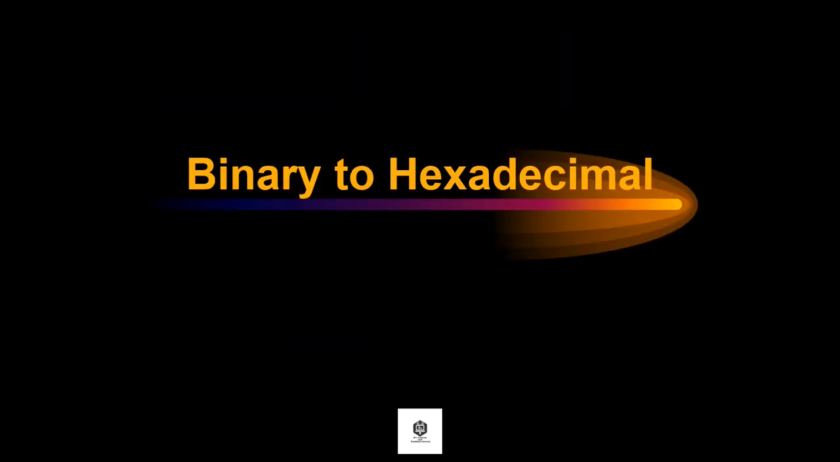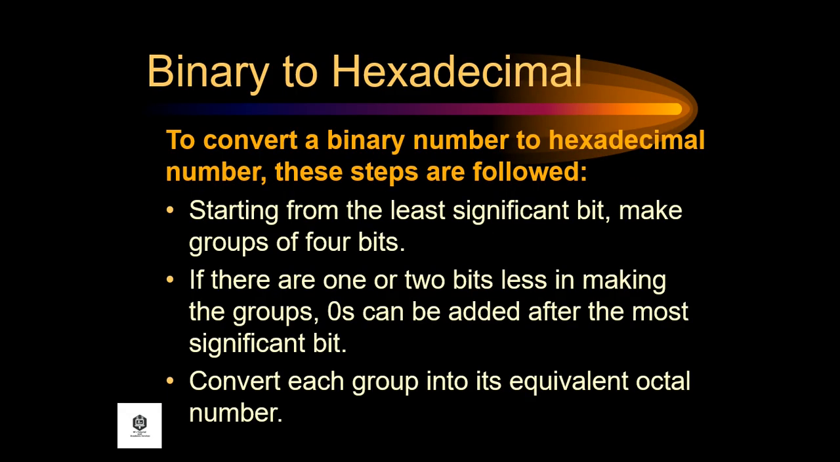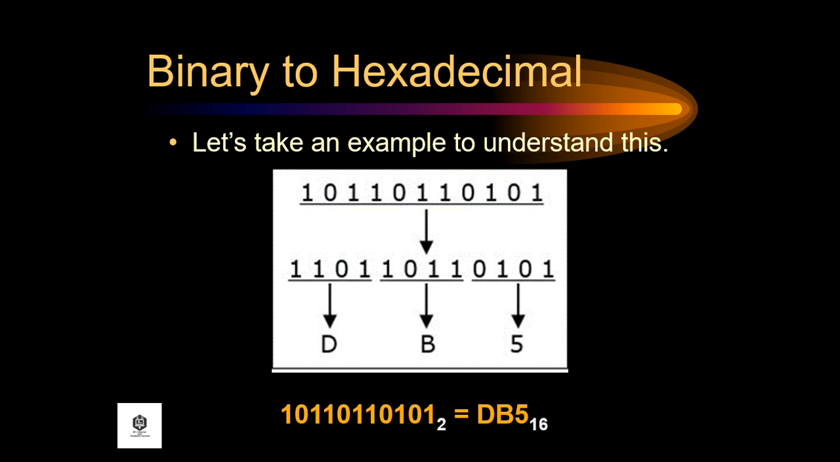Let's proceed to the binary to hexadecimal. To convert a binary number to a hexadecimal number, these steps are followed. Starting from the least significant bit, make groups of 4 bits. If there are 1 or 2 bits less in making the groups, zeros can be added after the most significant bit. Then convert each group into its equivalent hexadecimal number. So let's take an example to understand this.